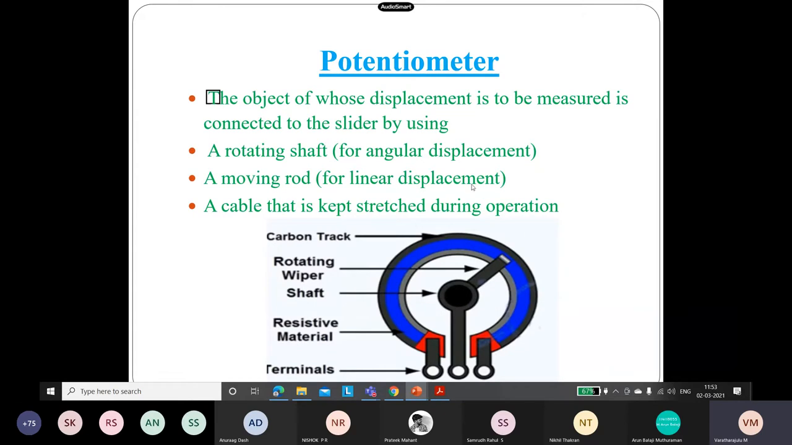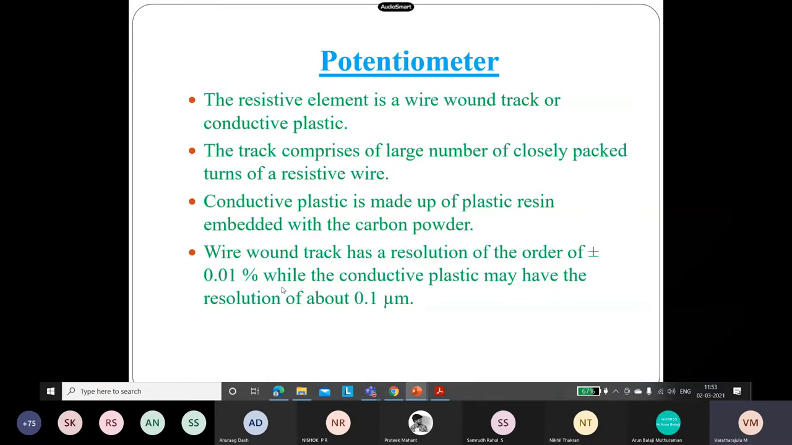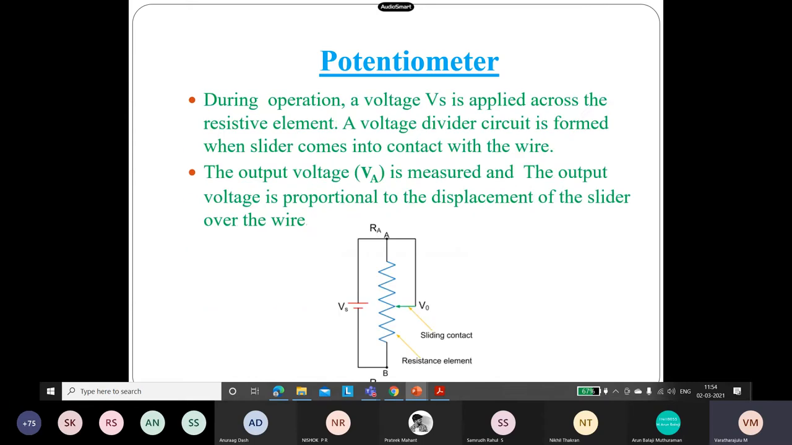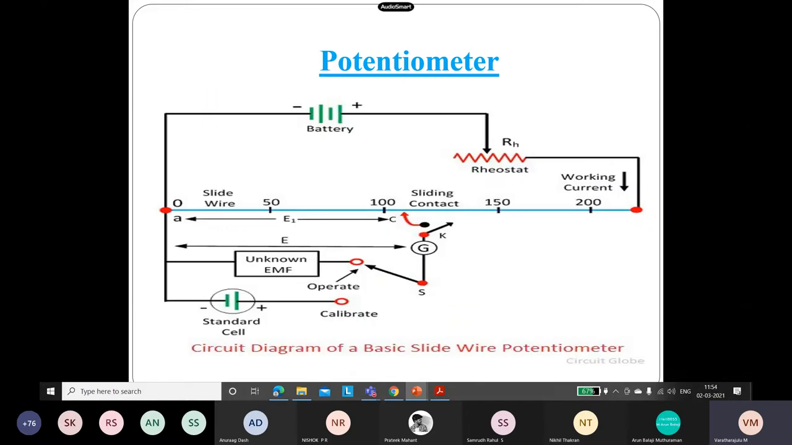Here we have the angular displacement, and also linear displacement. The resistive element is a wire wound track or conductive plastic. The track comprises a large number of closely packed turns of the resistive wire. The conductive plastic is made up of plastic resin embedded with carbon powder, and the potentiometer has the sliding contact and the resistive element. During operation, a voltage Vs is applied across the resistive element. A voltage divider circuit is formed. When the slider comes into contact with the wire, the output Vo is proportional to the displacement of the slider on the wire. And this is the circuit diagram of the basic slide wire potentiometer.